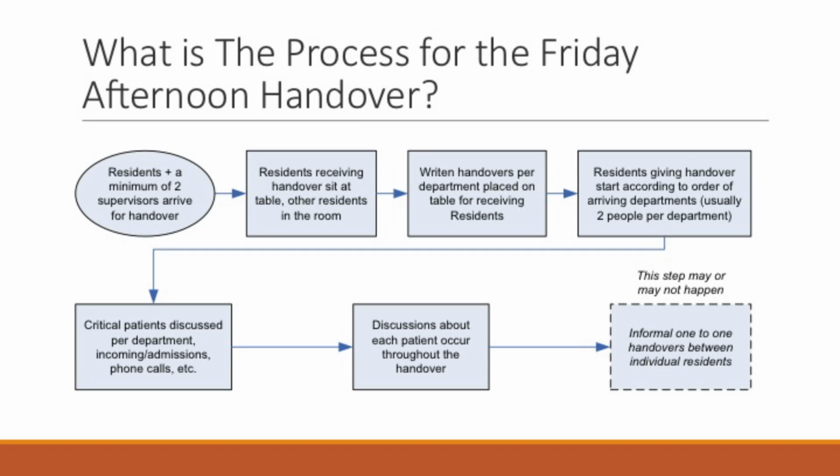Here is an example of the process map that we developed based on our observations and our interviews. This shows the process beginning with the residents and the supervisors arriving for the handover, and then the final step was the informal one-to-one handover between the individual residents. Now, what this process analysis allowed us to then look at was where there were gaps in the care and where we might think about designing improvements.